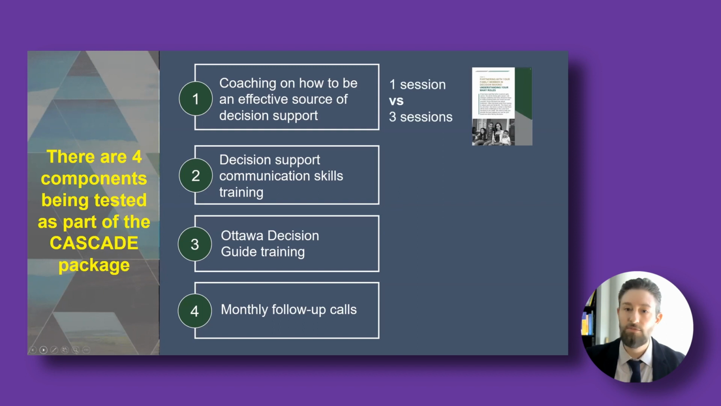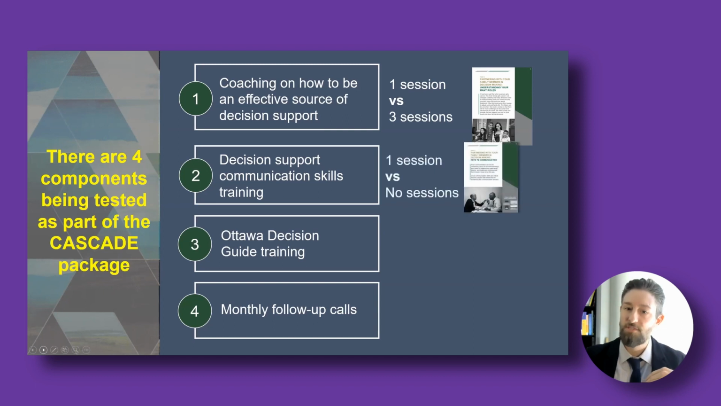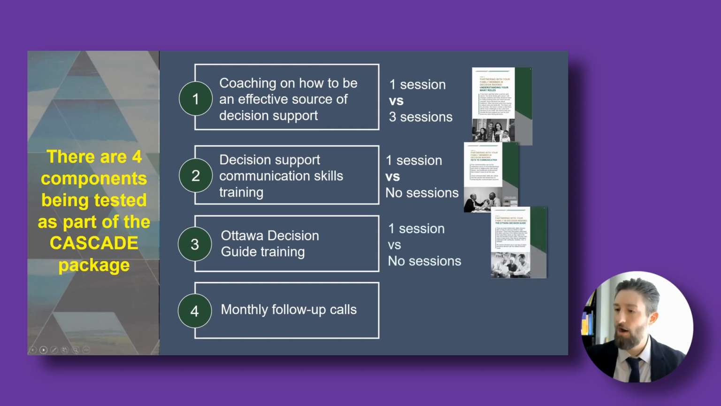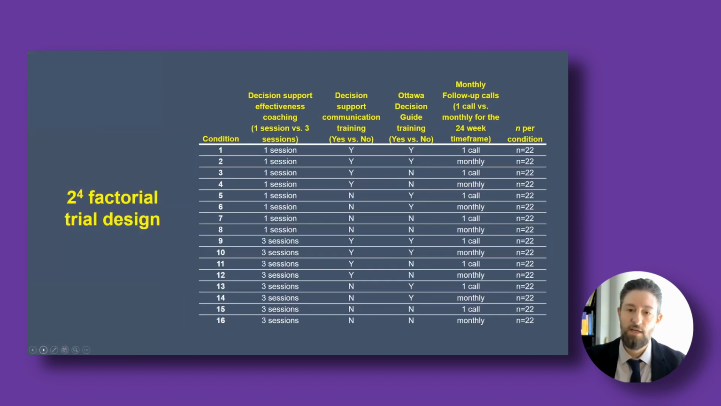They each have 2 levels. For being an effective source of decision support, you either get 1 session or 3. For decision support communication skills training, you get 1 session or none. For the audio decision guide training, you get 1 session or none. And for monthly follow-up calls, you either get 1 call or monthly calls indefinitely for 24 weeks. So those are the 2 levels. So that means this is a 16-condition trial. Again, you have 4 components, 2 levels each. So a 2 to the 4th factorial trial.